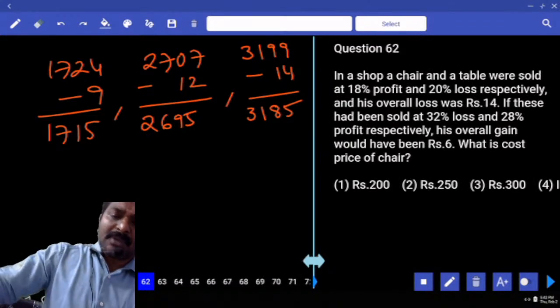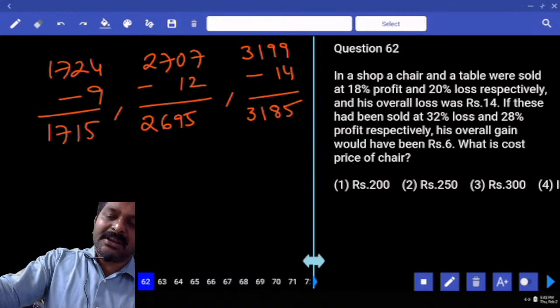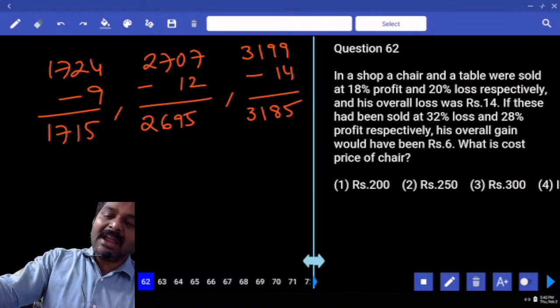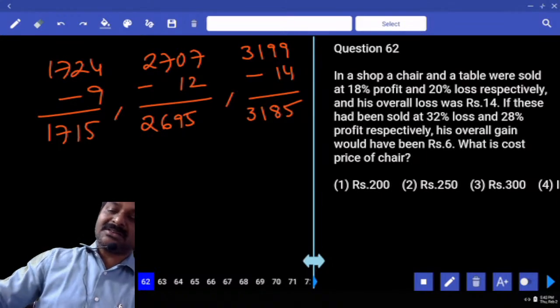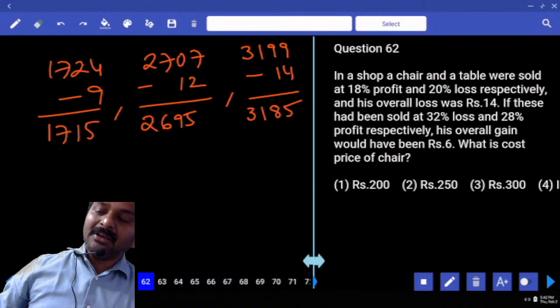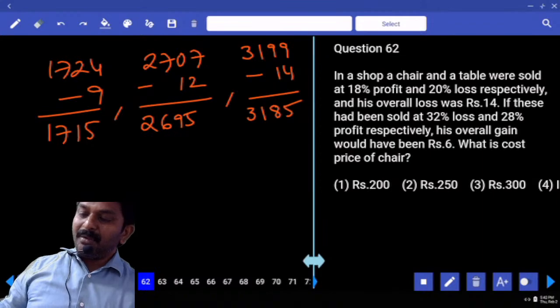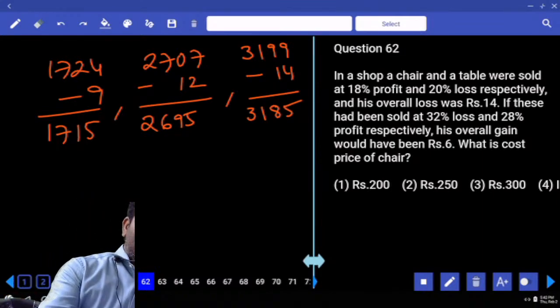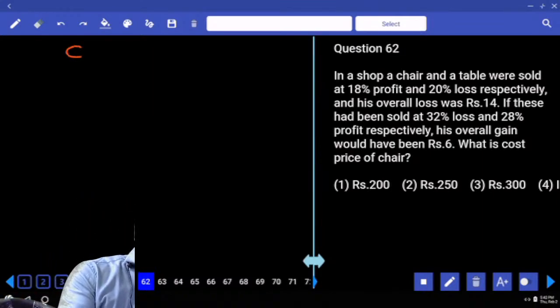62. In a shop, a chair and a table were sold at 18% profit and 20% loss respectively, and his overall loss was 14 rupees. If these had been sold at 32% loss and 28% profit respectively, overall gain would have been 6 rupees. What is the cost price of the chair? Okay, order is important. Chair and then table.